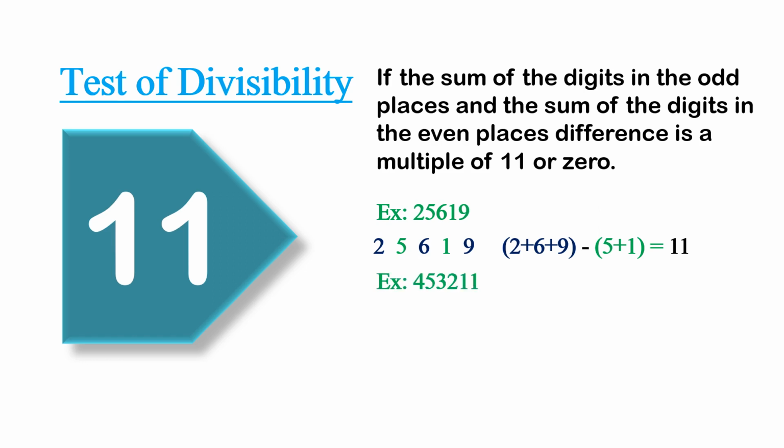One more example. 4,53,211. 4, 3, 1. These are the numbers which are in even places. 5, 2, 1. These are the numbers which are in odd places. So 4 plus 3 plus 1, 8. 5 plus 2 plus 1, 8. 8 minus 8, 0. So hence the number 4,53,211 is also divisible by 11.